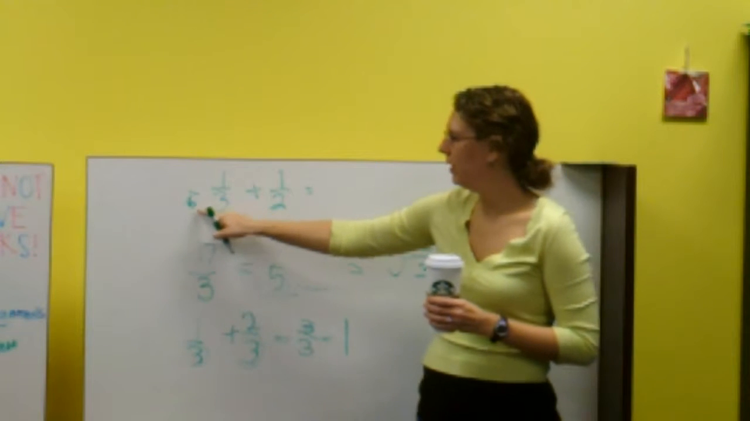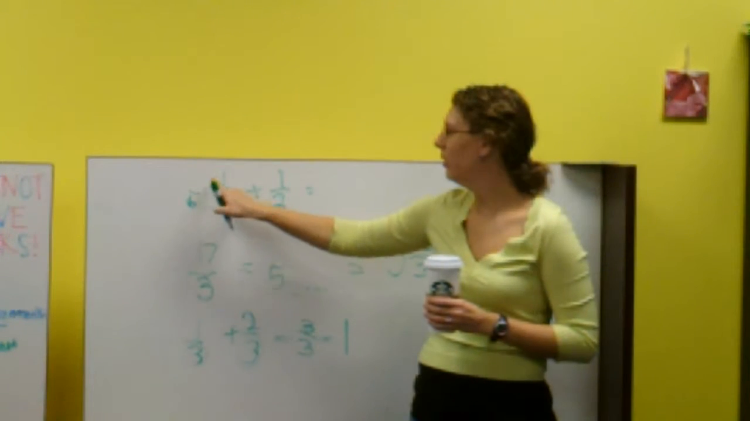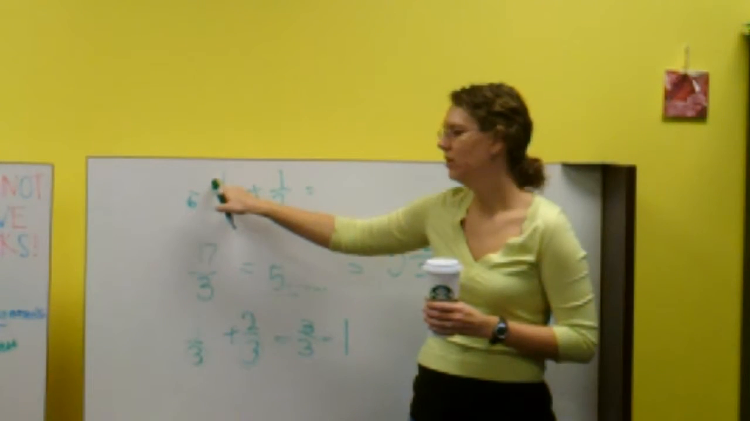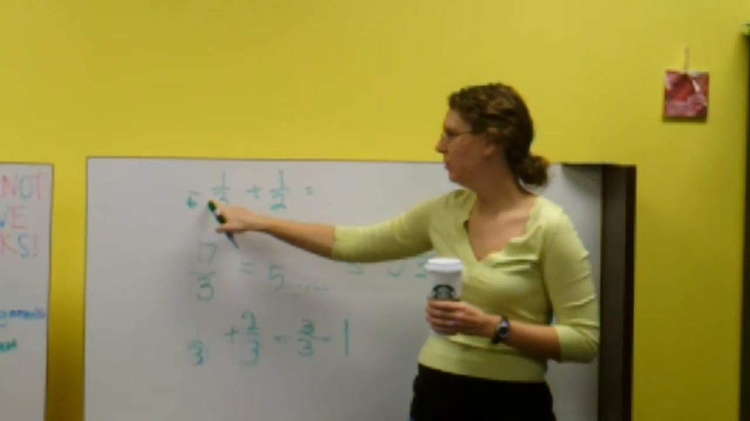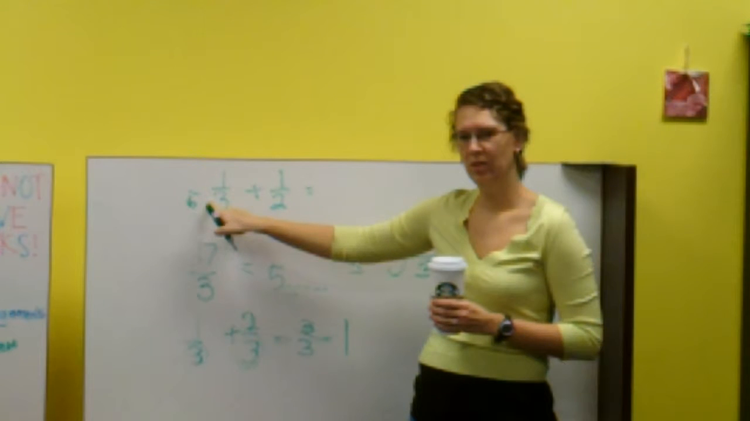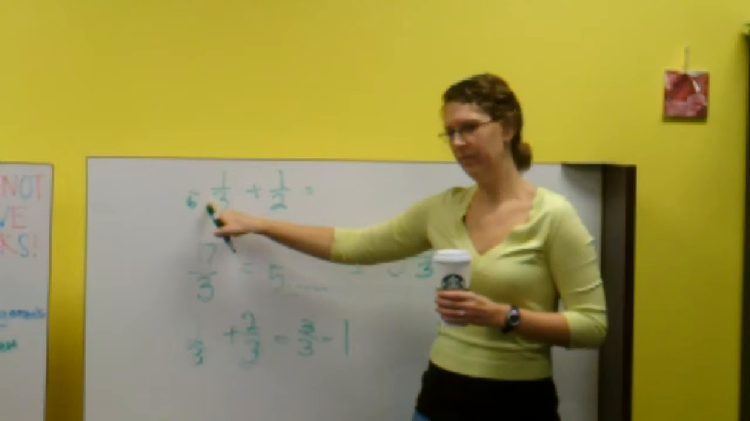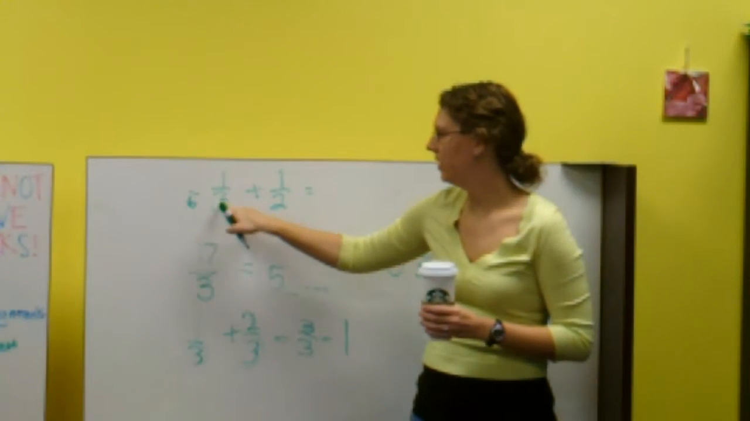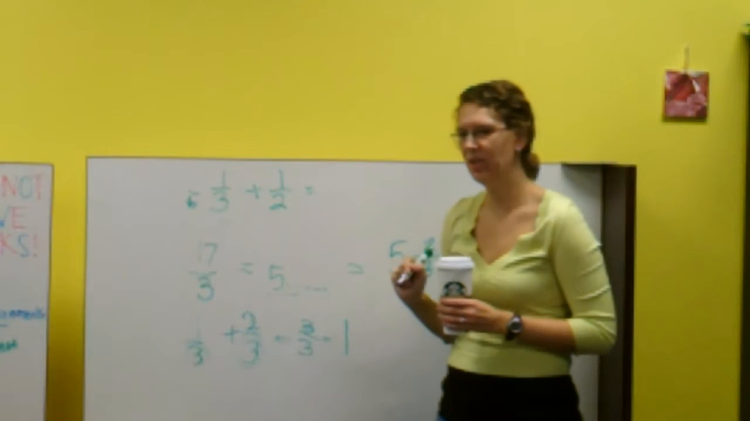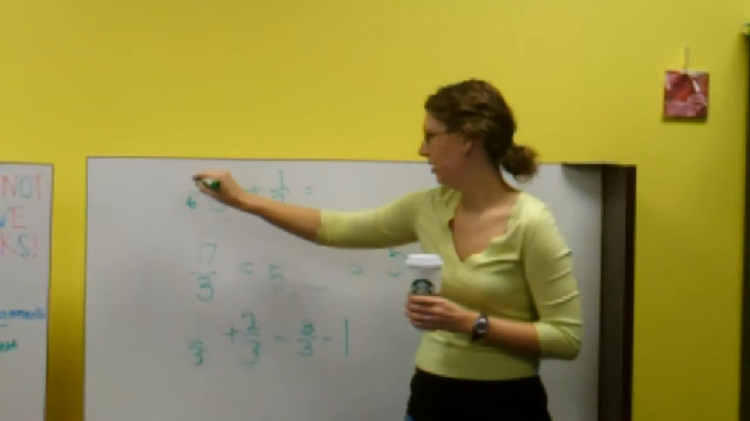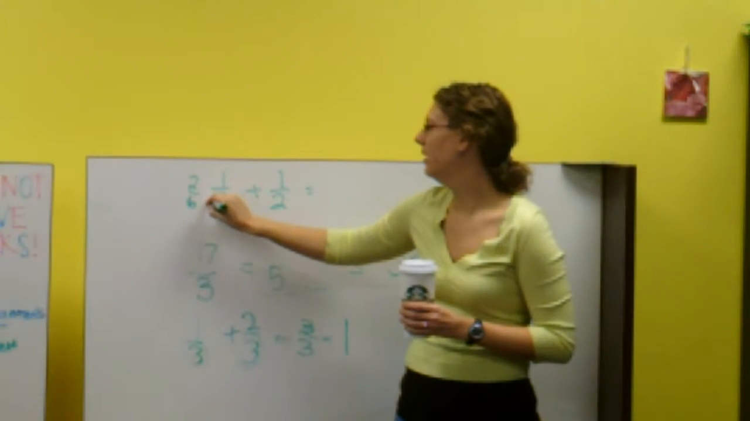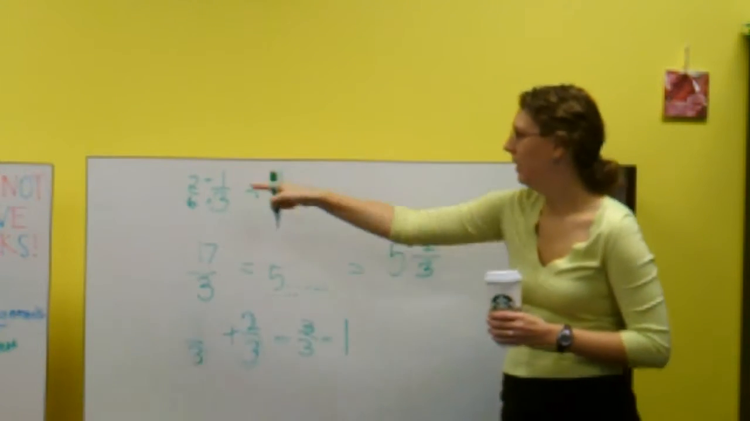So how do I get from thirds to sixths? Exactly. What do I have to multiply 3 by to get 6? 2. So what do I multiply 1 by? Careful. Whatever I did to the bottom. So I multiplied the bottom by 2. I need 1/3 to turn into sixths. So how many sixths is 1/3? 2. Good, because we multiplied by 2 and got that fraction.